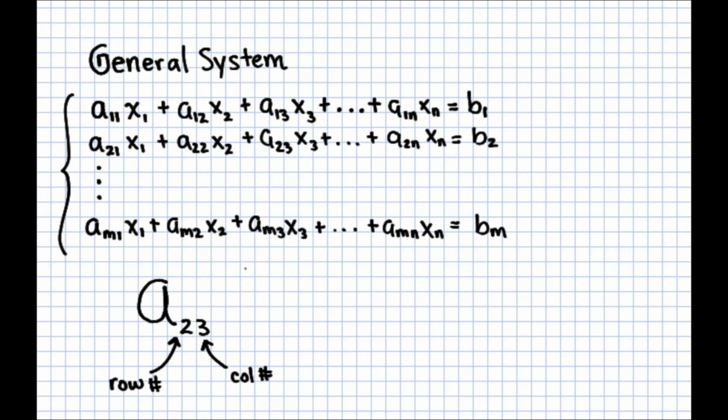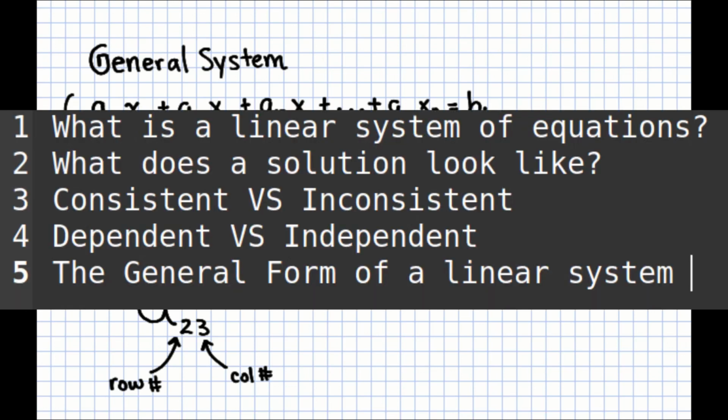Well, okay. Hopefully in this lesson I've given you a good definition for a system of linear equations. We've talked about what a solution to a system of linear equations would look like. We've talked about consistent versus inconsistent, dependent versus independent, and then hopefully I've also given you a basic understanding of what the general system would look like, how we would write that mathematically, and how the subscripts would work.